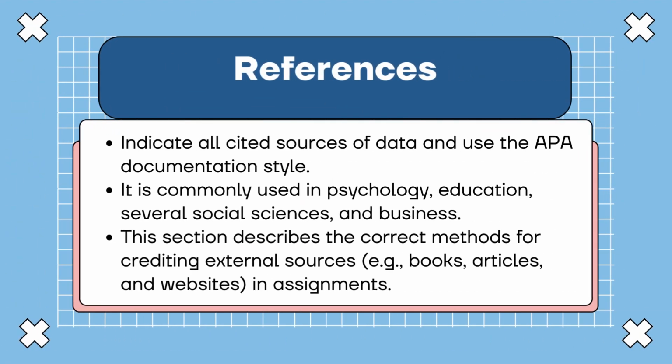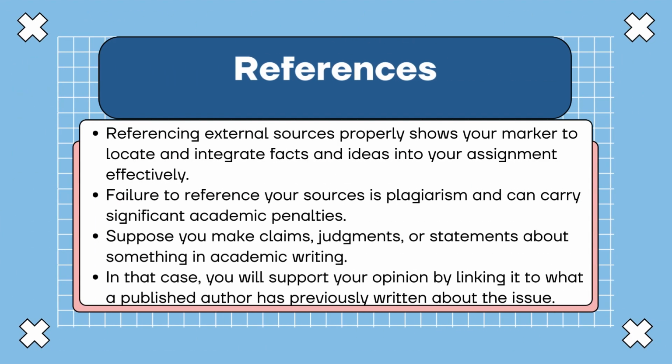The next is references. Indicate all cited sources of data and use the APA documentation style. It is commonly used in psychology, education, several social sciences, and business. This section describes the correct methods for crediting external sources such as books, articles, and websites in assignments. Referencing external sources properly shows your marker how to locate and integrate facts and ideas into your assignment effectively. Failure to reference your sources is plagiarism and can carry significant academic penalties.